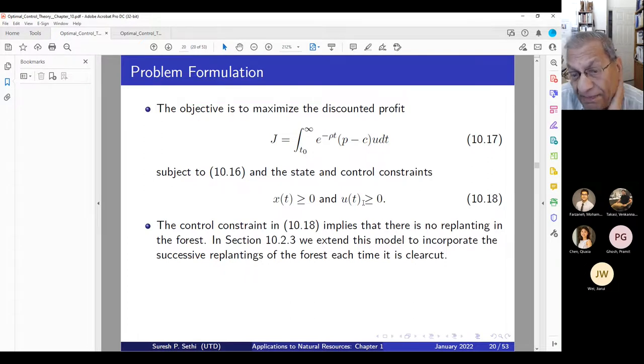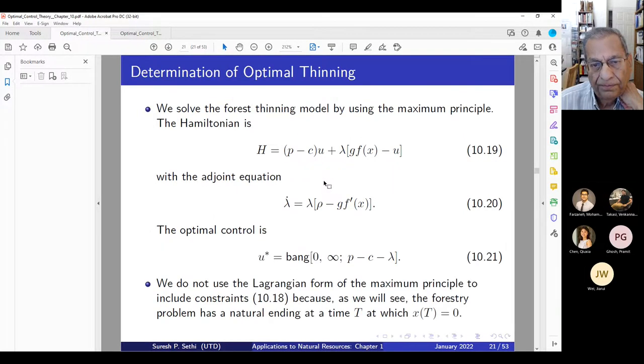Also, we are not replanting, which means we are not adding to the forest, we are just taking out. So U(T) is bigger than or equal to zero. So we don't have to put state constraints. Every time you can avoid a state constraint, we avoid it because they become more difficult to solve. So these are Hamiltonian.